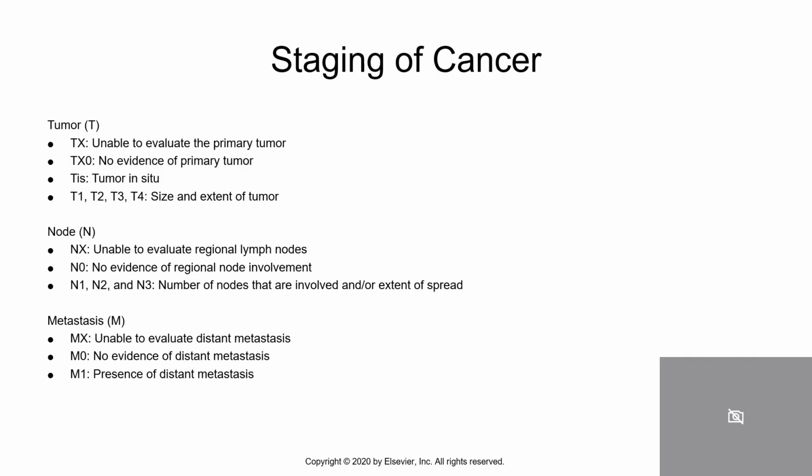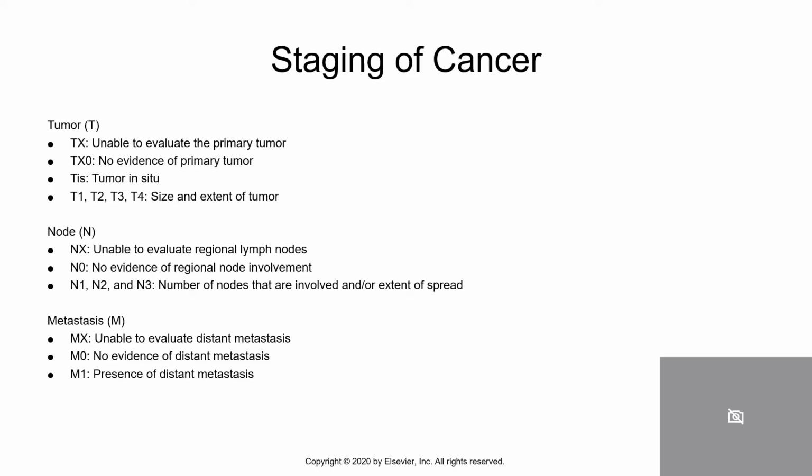Okay, so with staging of cancer, there's the T, N, and M: T for tumor, N for node, M for metastasis. TX, you can't evaluate. So think big X, like I don't know, can't evaluate. T0 means there's no evidence of a primary tumor. Tis is tumor in situ, which means it's contained. And then T1 through 4 is based on the size and extent of the tumor.